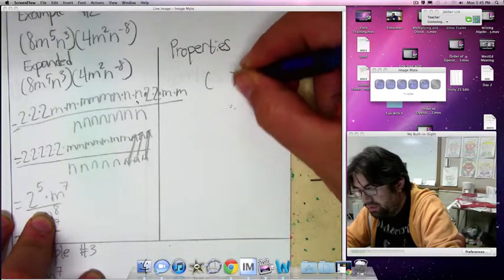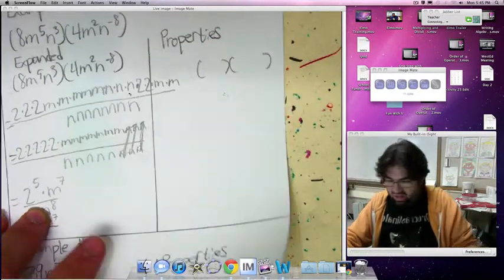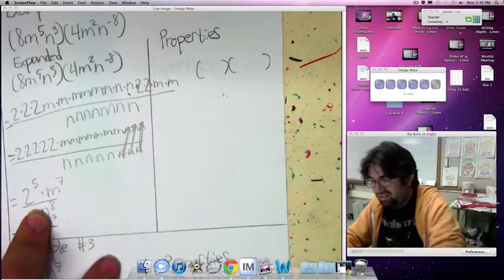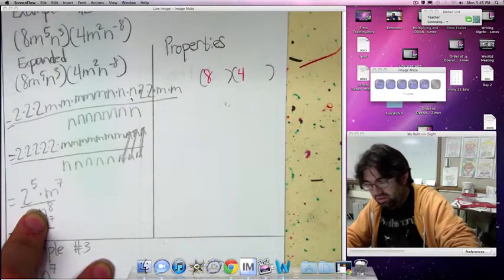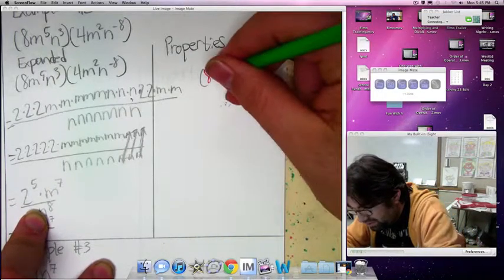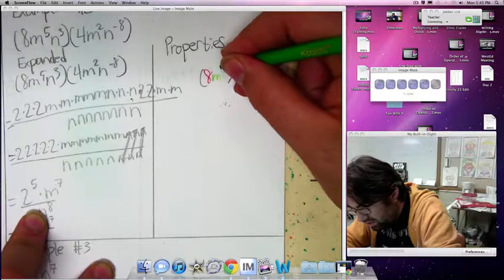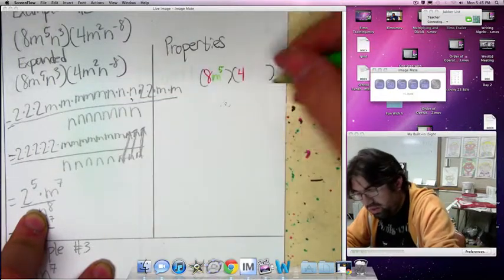I'm going to first off write these in my fancy little colors. 8 and 4 are constants. I've got m to the 5th. Are there any m's? Yeah, m squared.